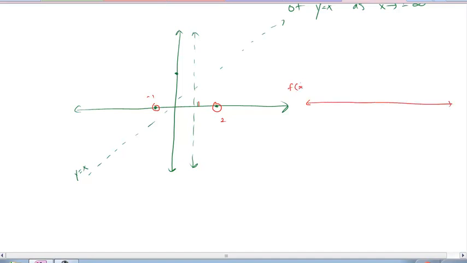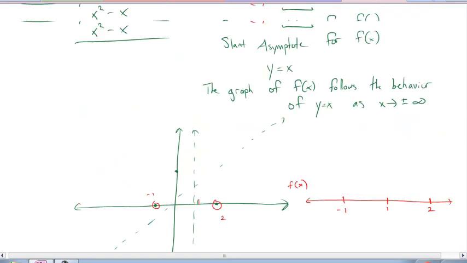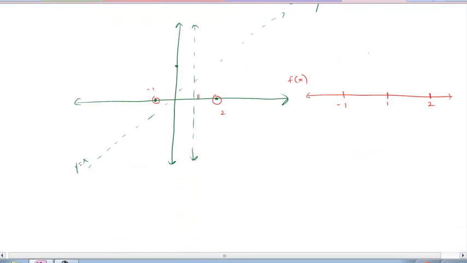So here's f of x. On my sign analysis, I need minus 1, I need 1, and I need 2. And remember that if I write the factored form for the expression, it's x minus 2 times x plus 1 all over x minus 1. Okay, let's pick a value. So I'll pick x equals minus 10. If I do so, that's negative times negative over negative.